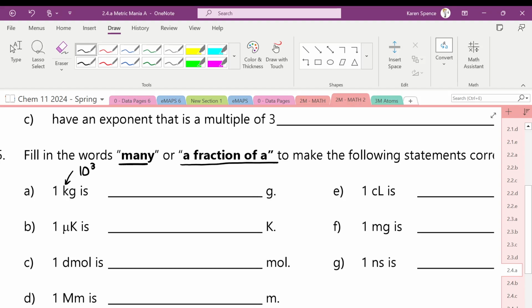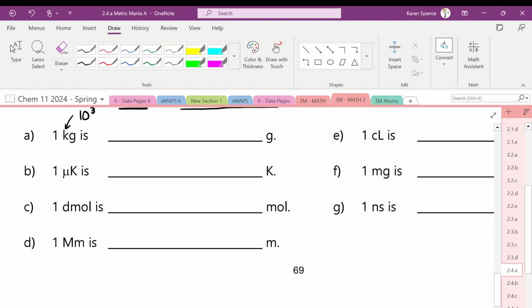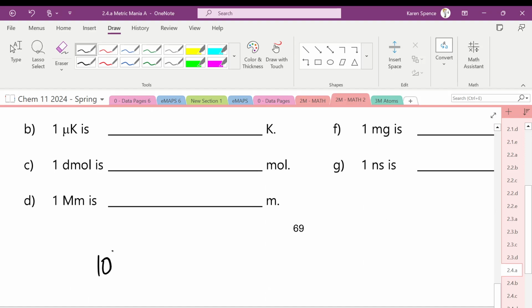You guys seem very uninterested in this, but I put this exercise in here because people tend to put the power of 10 in the wrong place. They'll end up saying 10 to the 3 kilograms is equal to 1 gram. And if you know that a kilogram is many grams, now you're saying many grams is equal to 1 gram. And that makes no sense at all. So the reason for exercise 5 is to get you thinking.